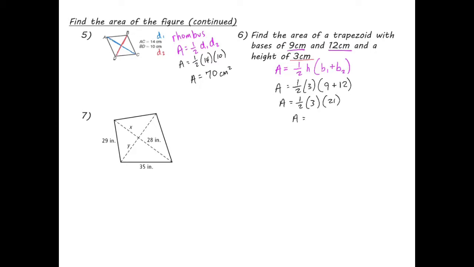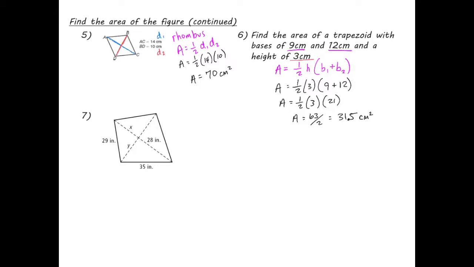Multiply it all out, and you get, what, 63 over 2, or 31.5. The units is centimeters, and it's area, so centimeters squared. Cool. Number 7 is going to have a lot going on. So let's look at this.